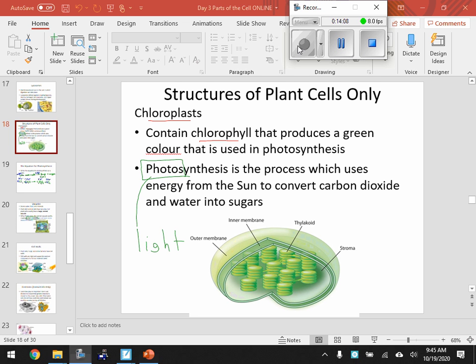Chloroplasts contain chlorophyll. That's that green color that you see in plants. That's chlorophyll, which is used in photosynthesis. Photosynthesis is a process which uses energy from the sun to convert carbon dioxide and water into sugars. And we'll take a look at that chemical equation here.